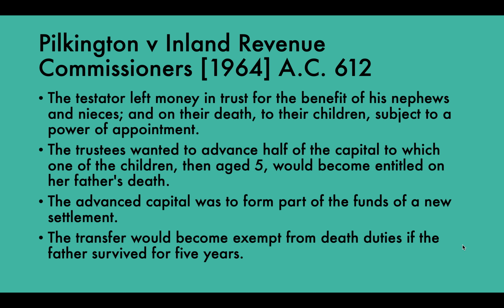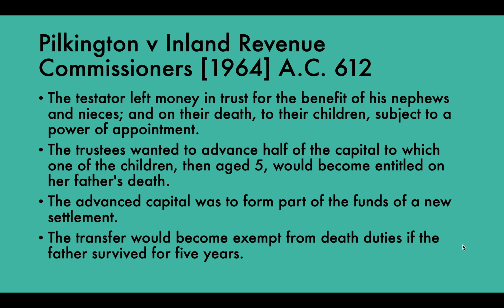The beneficiary was okay with the advancement, so money from the trust fund was to be advanced to settle a new trust for his daughter, who was 5 at the time. So the plan was to take the money out of the trust capital and use it to set up a new trust for her benefit during her lifetime, and for the benefit of her children. The transfer would become exempt from death duties if the father survived for 5 years.